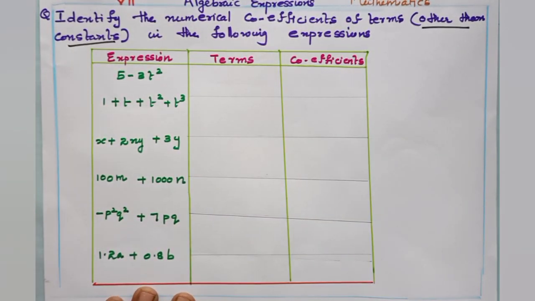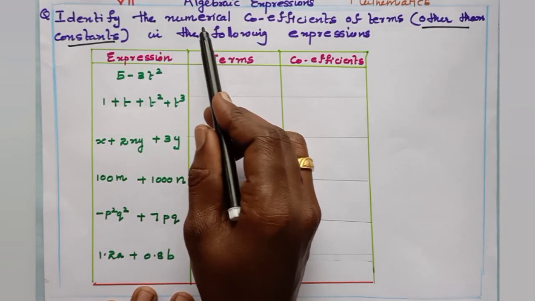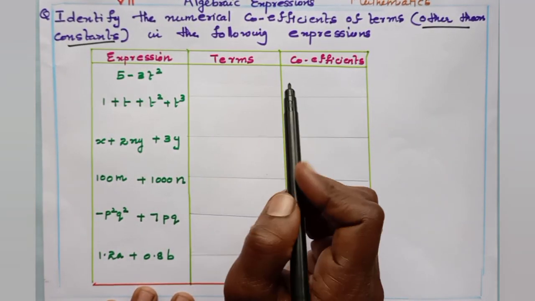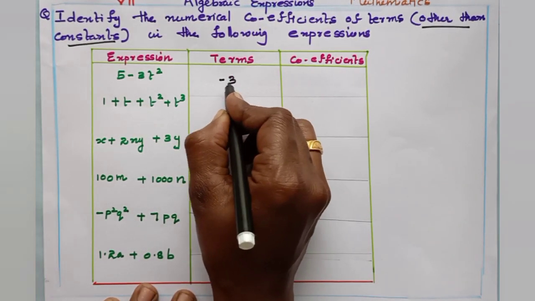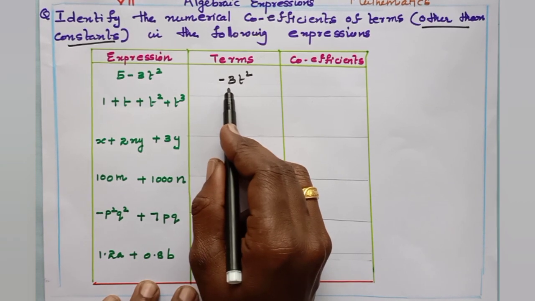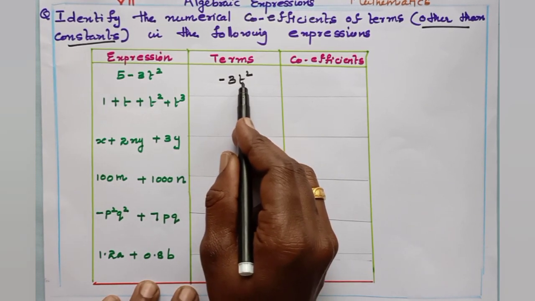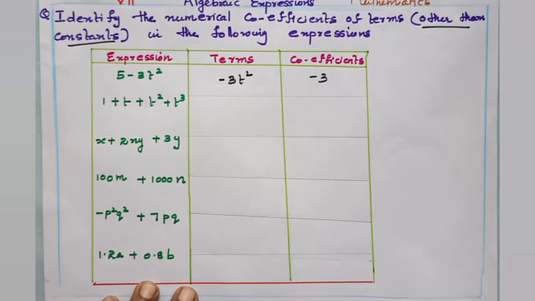Write the numerical coefficient of the terms in the following expression. First, the expression is 5 minus 3t square. We know 5 is the constant term, so we want the numerical coefficient of the terms other than the constant. The next term is minus 3t square. What is the coefficient? The numerical factor of the variable. Here the variable is t square, so the numerical factor is minus 3. Minus 3 is the coefficient.